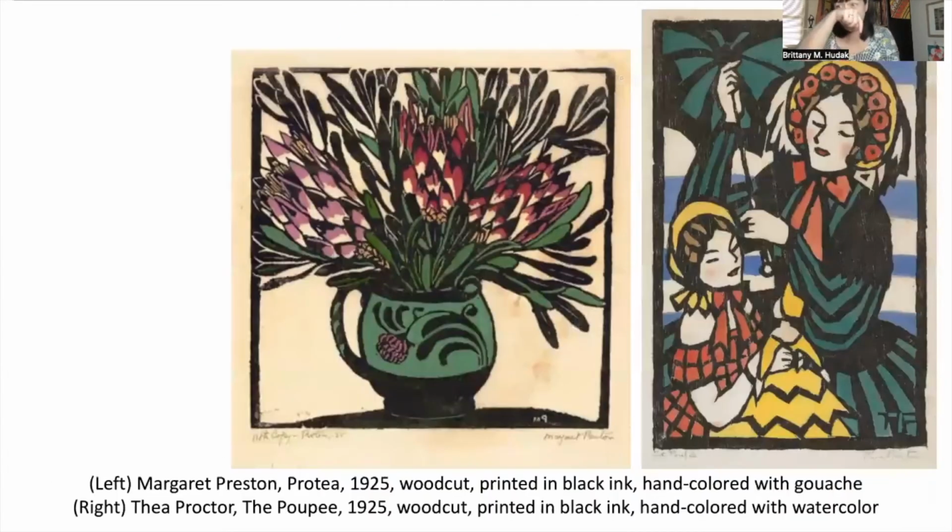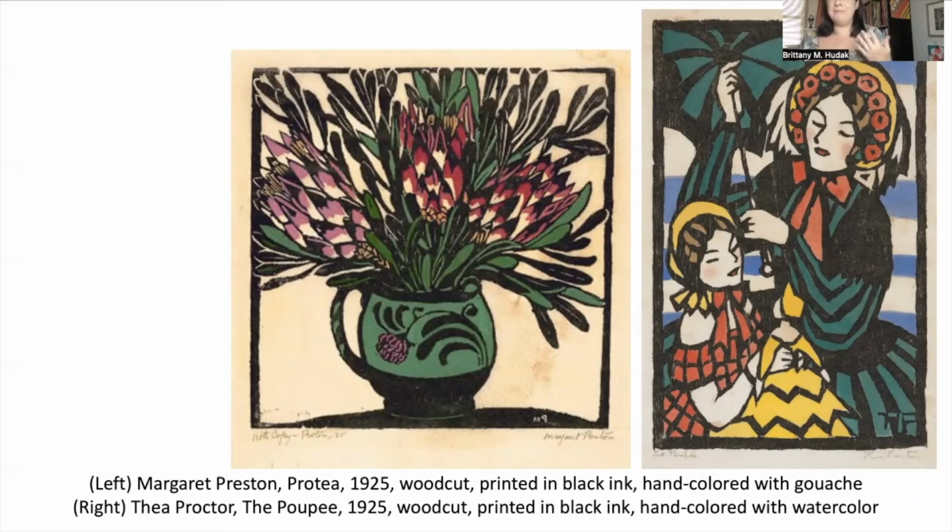When she returned to Australia, Thea Proctor and Margaret Preston began a very close friendship that included supporting each other's efforts in printmaking. Preston taught Proctor how to make woodblock prints and the intricacies of Japanese woodblock printmaking. But instead of making multi-block woodcut prints or even white line prints, which I talked about with the Provincetown printmakers, these two artists instead chose to print a key block just in black and white, and then would hand color each print individually with gouache or watercolor.